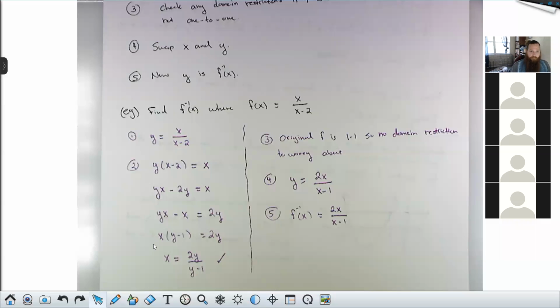If you want to check, just redistribute this x. Ask yourself, if I redistribute this x, would I get this? X times y, yeah, that's yx. And x times 1, yeah, that's x. So without this 1, when you redistribute, you wouldn't get this minus x, which we know we should have.